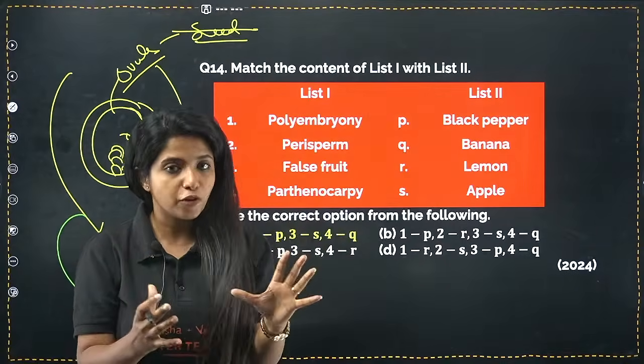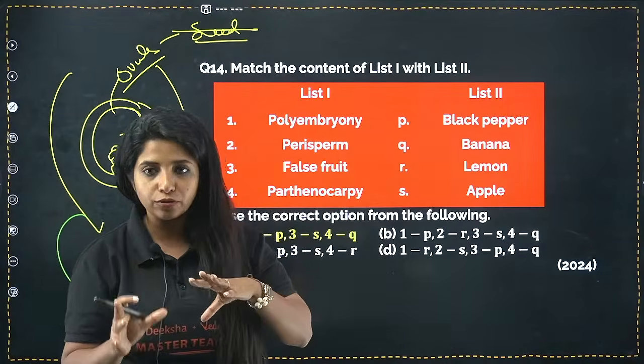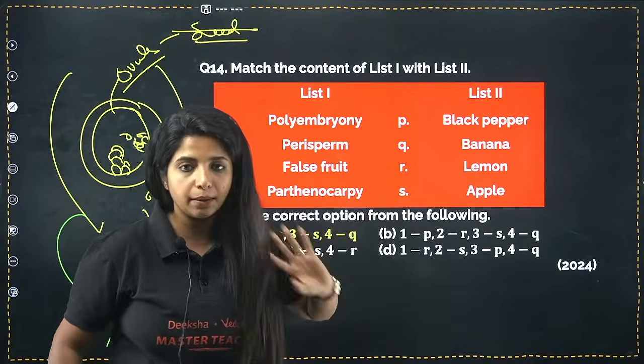Polyembryony means multiple embryo formation. That is a unique feature of what? Citrus fruits. Over here only one is citrus and that is going to be lemon.